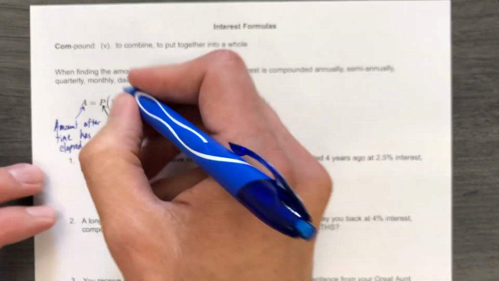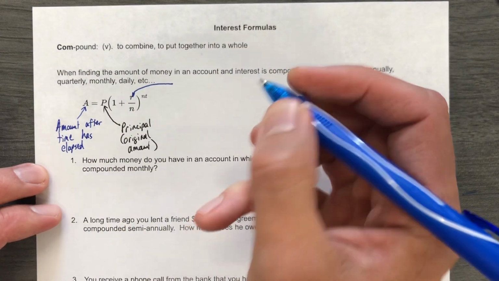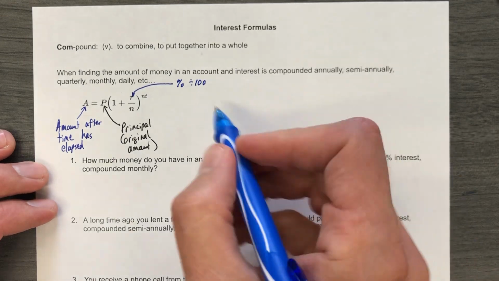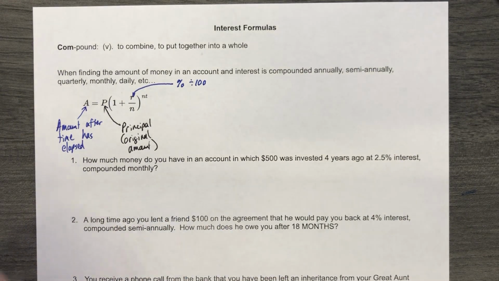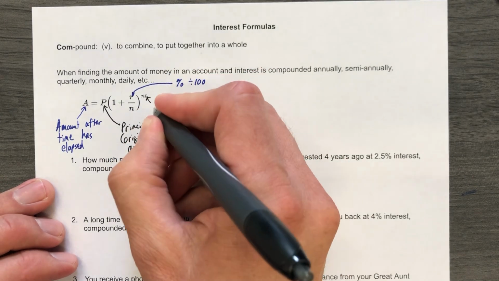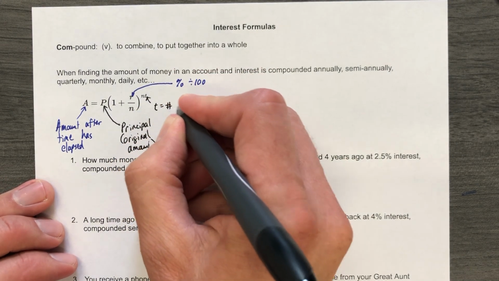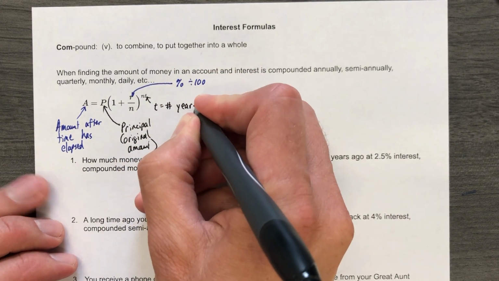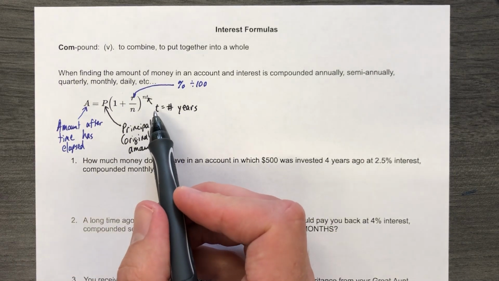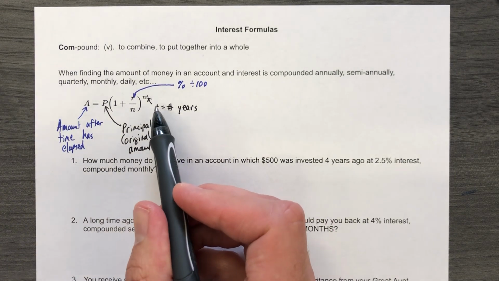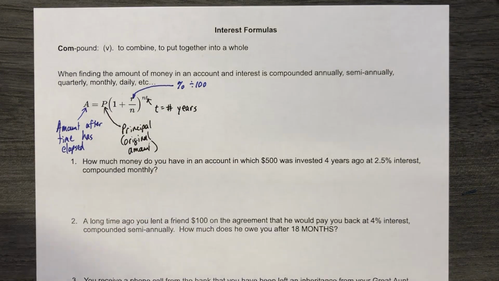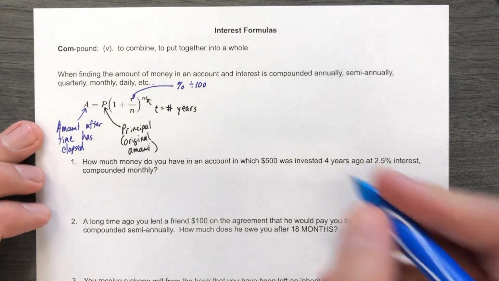R is going to be the rate. That is going to be the percent, but then we're going to divide it by 100. So we take that percent and move our decimal 2 places. And T is going to be the number of years. In the previous formulas we had done, we just said T is the number of time periods. Now, this is different. In these contexts, it has to be in terms of years. Has to.